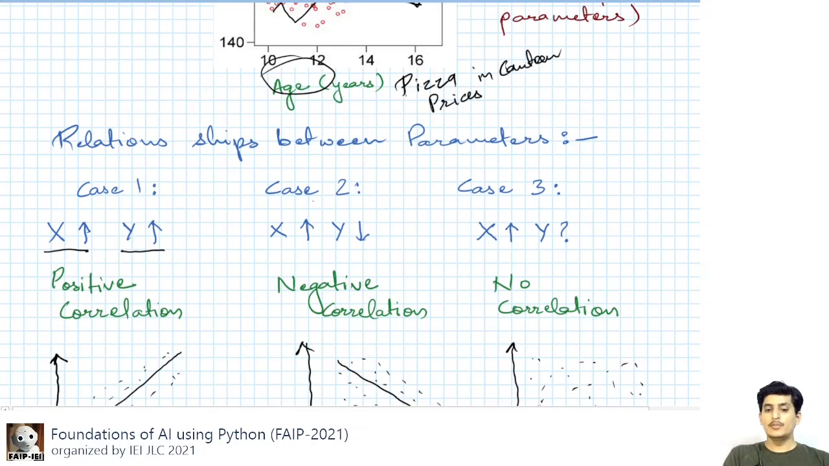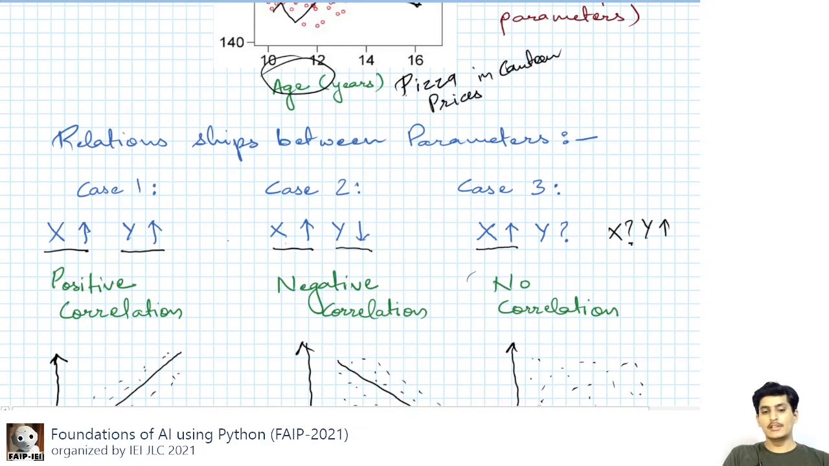All right. There could be another case where when we see larger values of x, we see lower values of y, smaller values of y, right? And there could be the third case. When we see the larger values of x, we see both larger as well as smaller values of y. And the other case could be that when we see the larger values of y, the values of x fall on both sides. They are larger as well as smaller. So that means that there is no correlation between x and y.